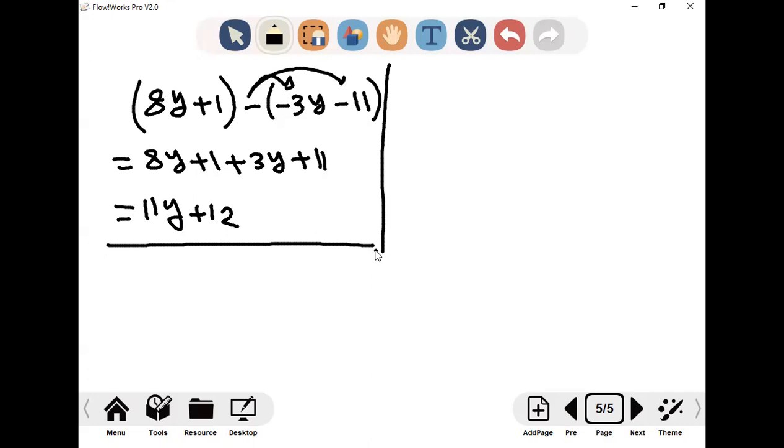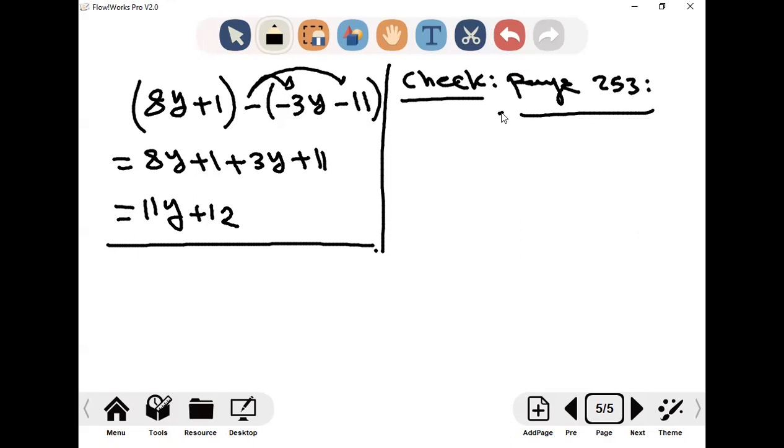Those are extra examples. Now mute yourself and let's do the check of example 2 together. Check page 253, what they want us to find.